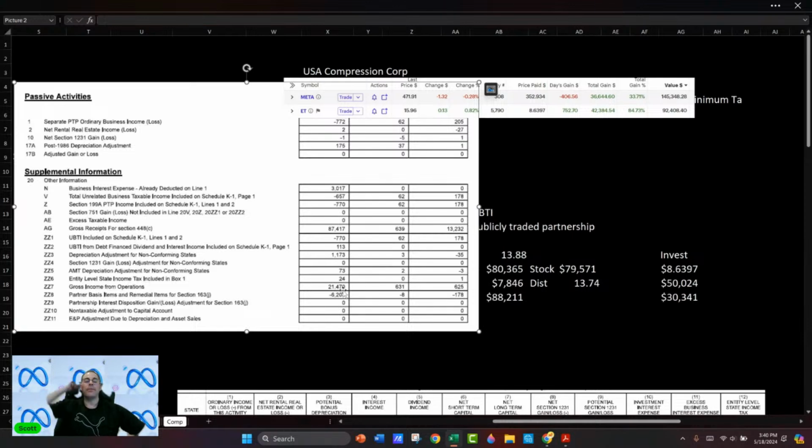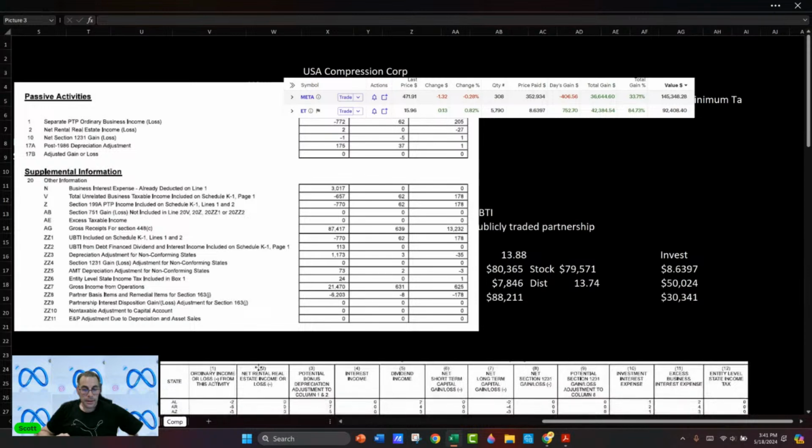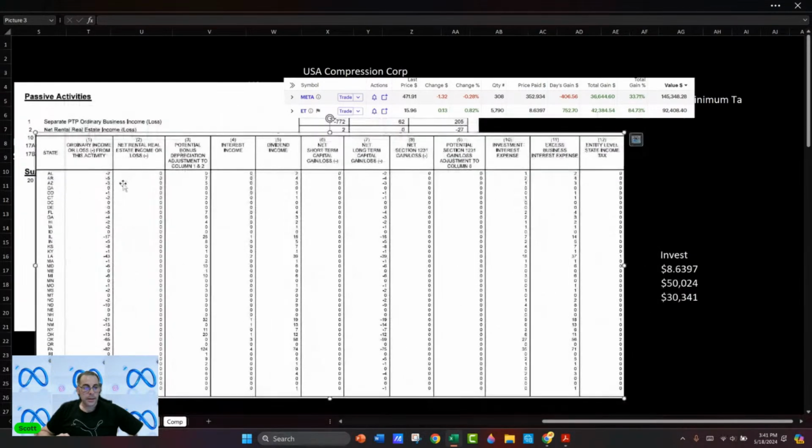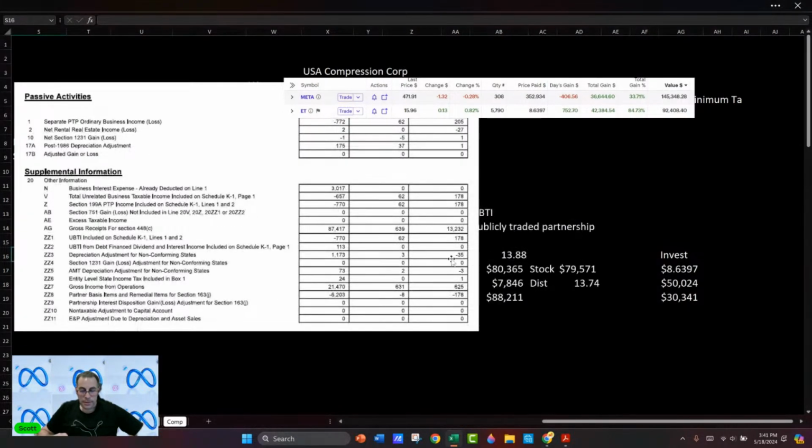Yeah, that's definitely something I wouldn't trust for this topic. You can ask them who's the oldest president to get elected, something like that. Partner basis items and remedial items, 6203. Yeah, I don't know what those are. And this gives us a state-by-state breakdown. Okay, well, I hope you learned something new. I definitely did on MLPs.